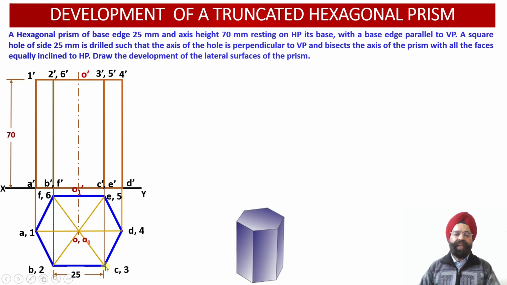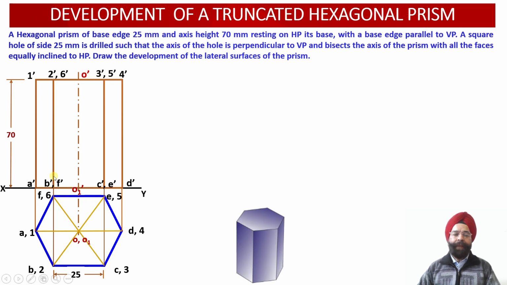So these two vertical edges are visible to the observer because they are facing the observer, whereas these two edges are away from the observer and behind the solid. So these two vertical edges are not visible to the observer. Therefore, the object line projections corresponding to the vertical edge 2B, that is 2 dash B dash in the elevation view, have been drawn as object lines over here.